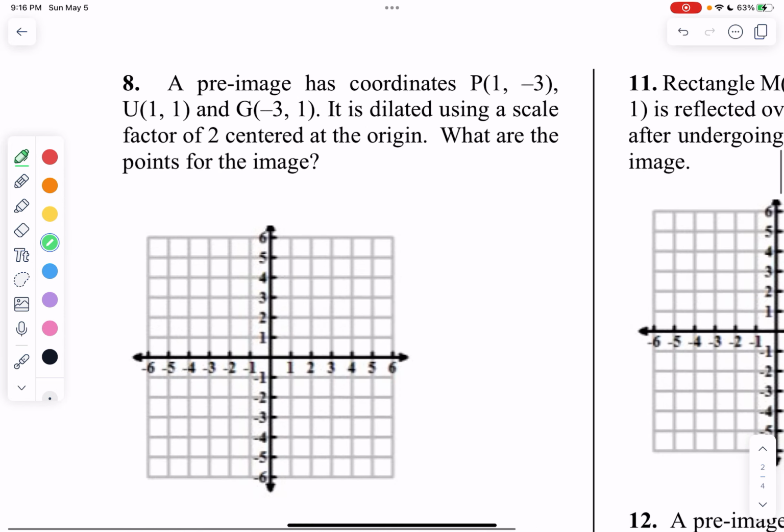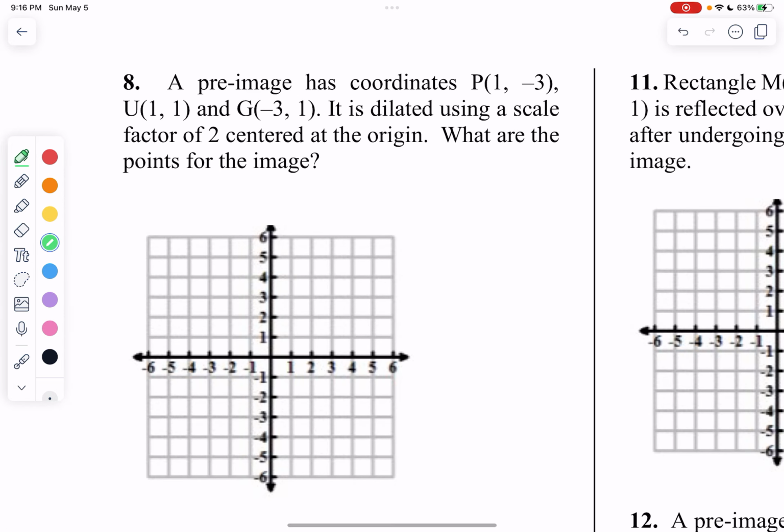Number 8 says we have a pre-image with these points, which we'll graph really quickly. I have P, which is (1, -3). So that means 1 to the right and 3 down. I just did that for demonstration. Right here is P. U is at (+1, +1), so 1 to the right and then 1 up, and G is at (-3, 1). So 3 to the left, 1 up. Gives us a little right triangle.